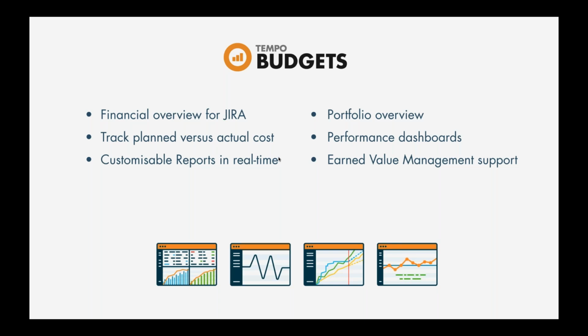Tempo Budgets offers a lot of customizable reports. It also generates a very good portfolio overview. So if you want to look at, for example, several service contracts at once, you can add them into a container or folder that we call a portfolio and report on that level rather than on single projects or contracts.